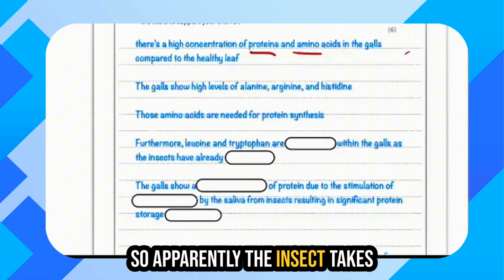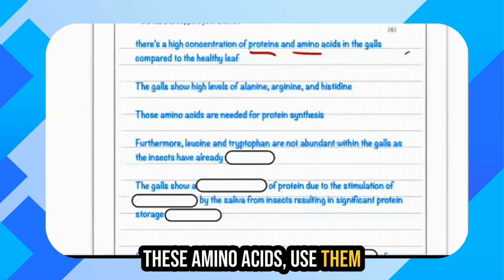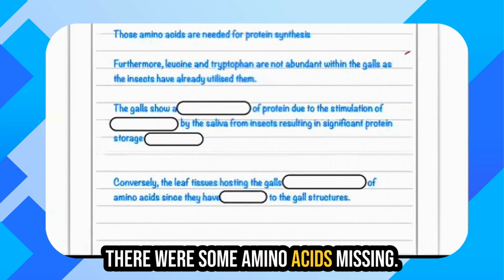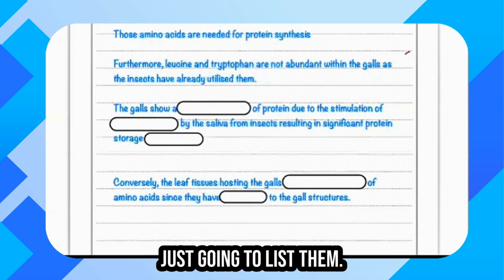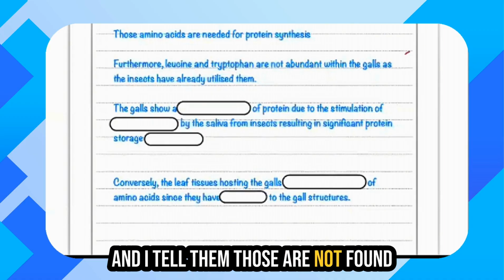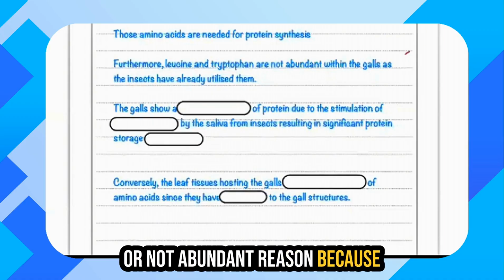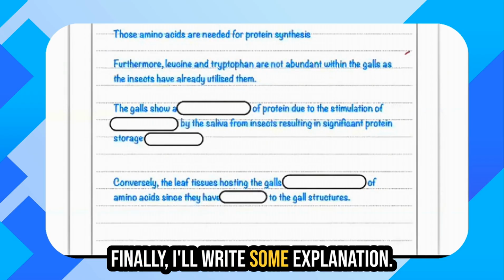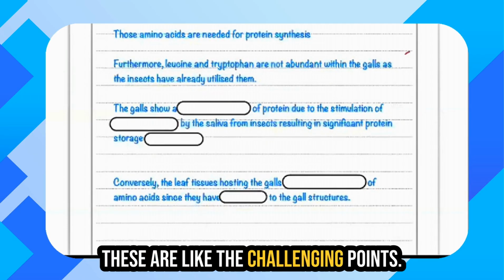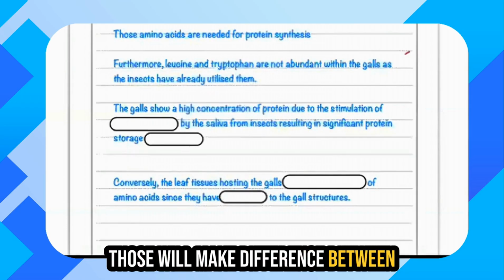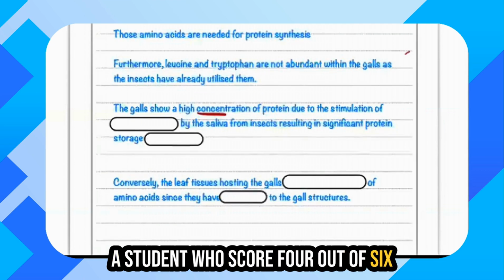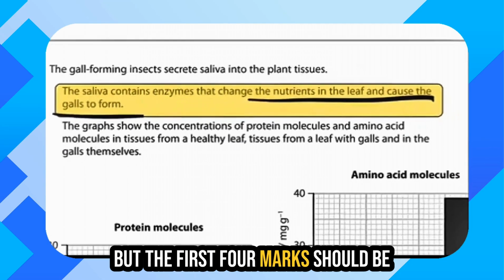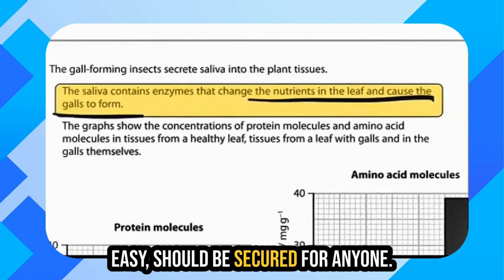So apparently the insect takes these amino acids and uses them for making proteins. Do you know those amino acids? There were some amino acids missing. So those amino acids, I'm just going to list them. And I tell them those are not found or not abundant. The reason is that the insect has probably used them. Finally, I'll write some explanation. These are the challenging points. Those will make a difference between a student who scored 4 out of 6 and one who scored 6 out of 6. Right? The first 4 marks should be easy, should be secured for anyone.